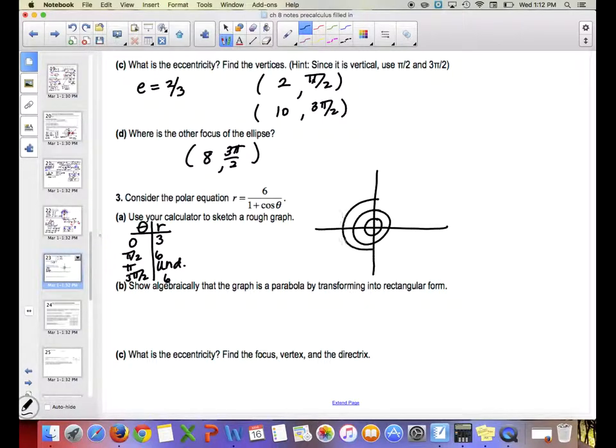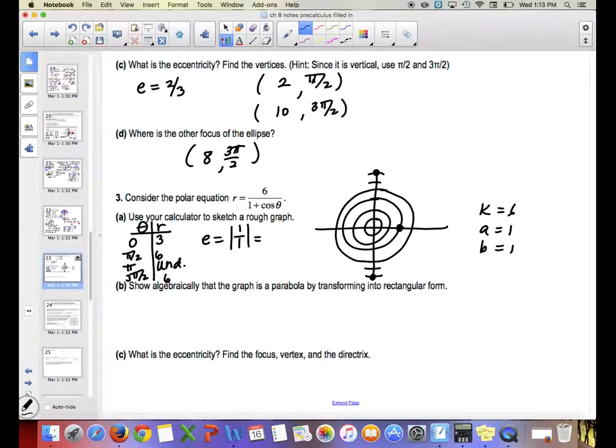So if we have a little polar grid, which I have drawn on your homework for you for the artistically challenged, we're going to have 0, 3: 1, 2, 3. Pi over 2 is going to go out 6: 1, 2, 3, 4, 5, 6. Pi has nothing, and then 3 pi over 2 also goes 6. So if you know your eccentricity, I guess I should identify k, a, and b. So k is 6, a is 1, b is 1. Our eccentricity is 1 over 1, which is 1. So when that happens, that is the parabola.